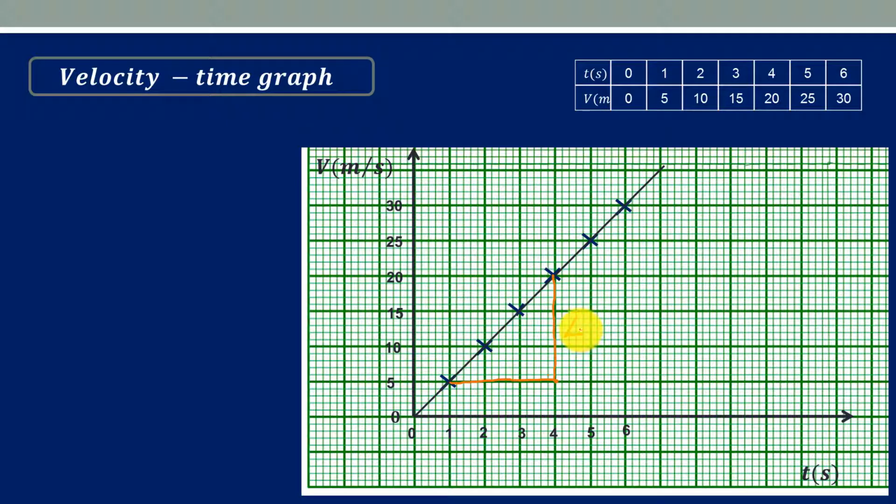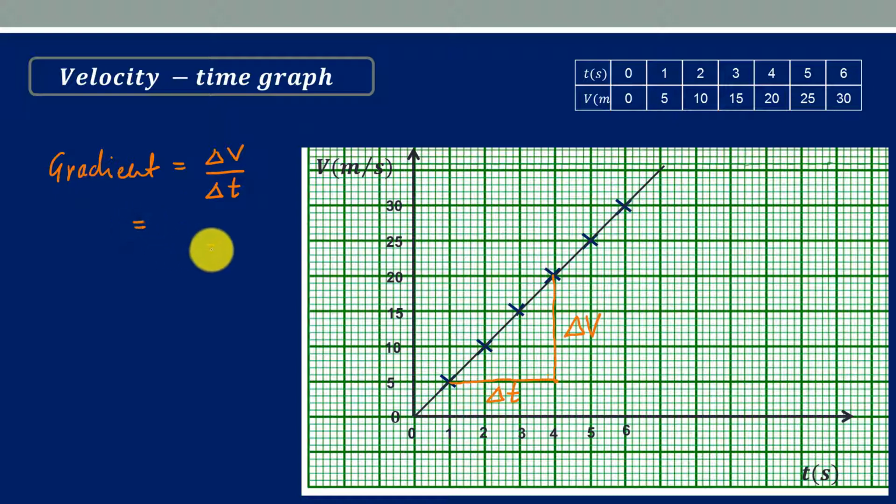And I will say that this one is the change in the quantity on the y-axis, delta V. This is the change in the quantity on the t-axis, delta T, like that. So delta is a symbol that is used to represent change. So over here, I will come and state this. Gradient of the graph is going to be equal to the change in the quantity on the y-axis divided by the change in the quantity on the x-axis. So delta V over delta T.